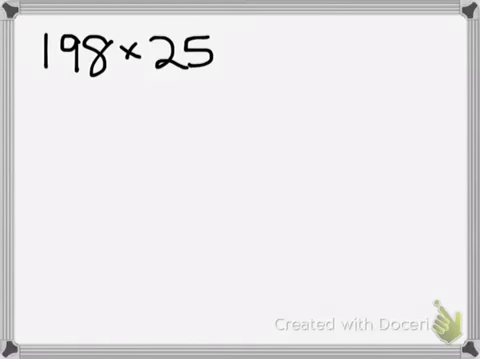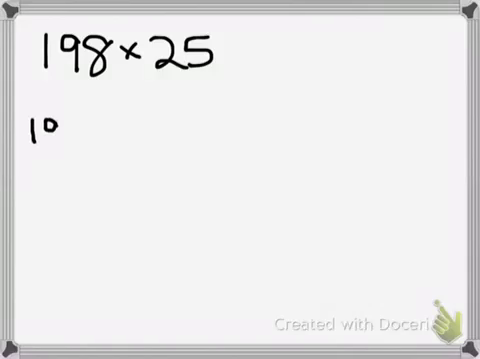This video is going to show you the compensation method for multiplying. So remember, the compensation method is useful or helpful to us anytime one of our factors is close to a benchmark number or a friendly number. So for example, in this example, 198 times 25, 198 is really close to the friendly benchmark number 200.